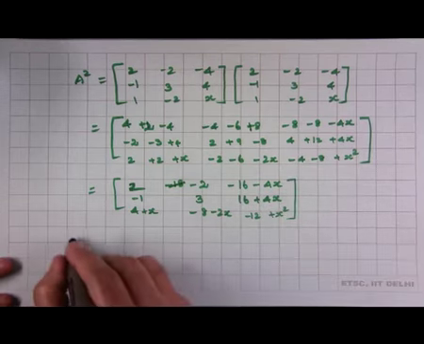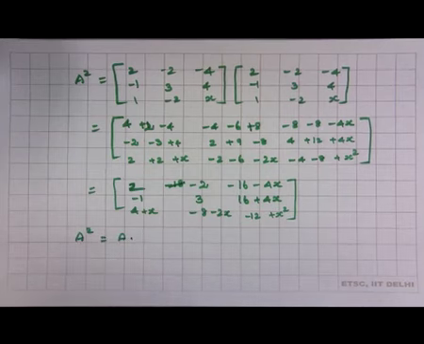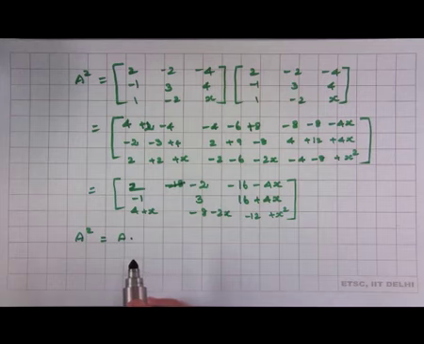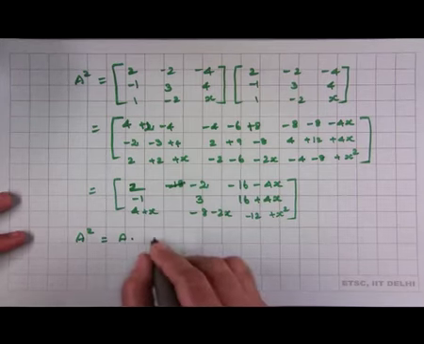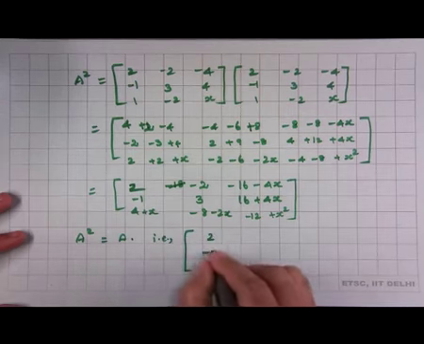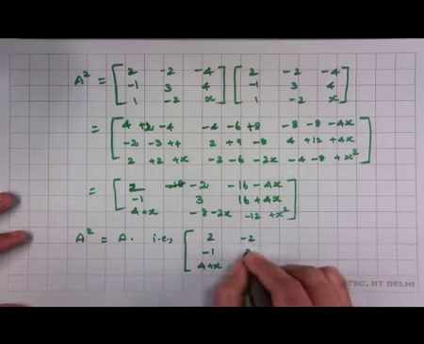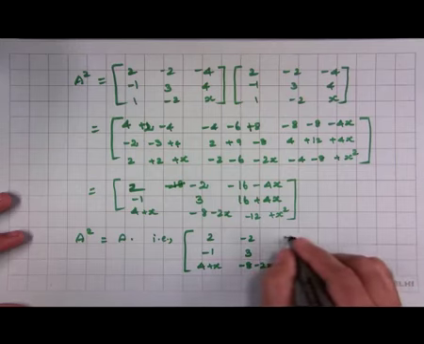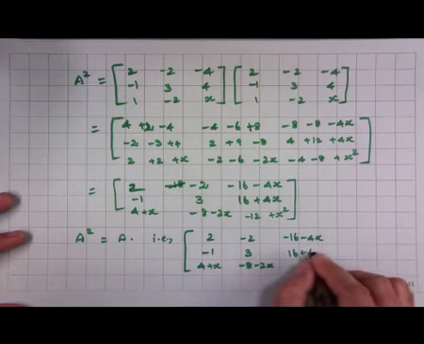What is given is that A square equal to A, right? So, that means what do we have? That is 2, minus 1, 4 plus x, minus 2, 3, minus 8 minus 2x, minus 16 minus 4x, 16 plus 4x, minus 12 plus x square.